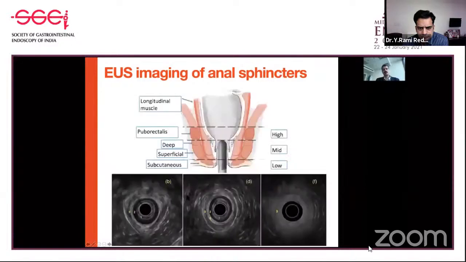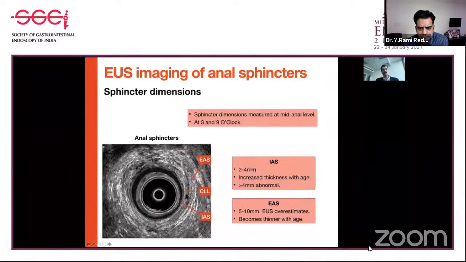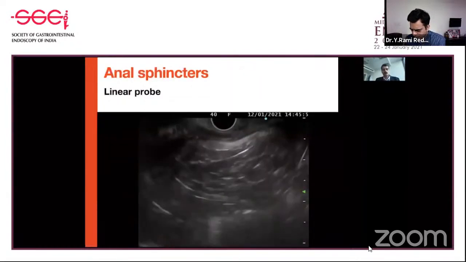We measure the sphincter dimensions at the mid-anal canal level, at the 3 o'clock and at the 9 o'clock positions. The internal anal sphincter is normally 2 to 4 millimeters in thickness, and it gets thicker with age. But at any age, more than 4 millimeters is abnormal and is one of the contributory causes of pelvic outlet obstruction. The external anal sphincter is 5 to 10 millimeters and is often overestimated by US, and like any other skeletal muscle in the body, it becomes thinner with age.